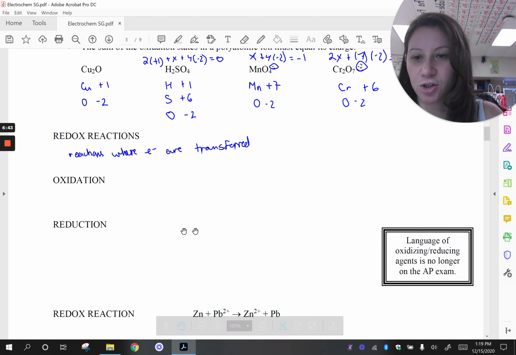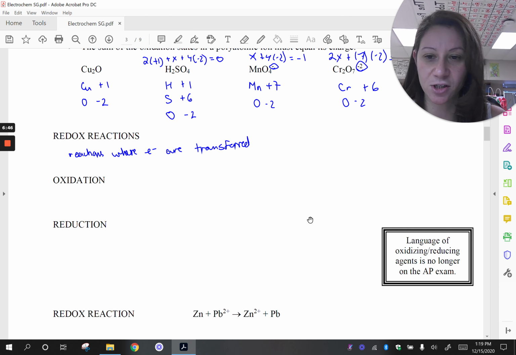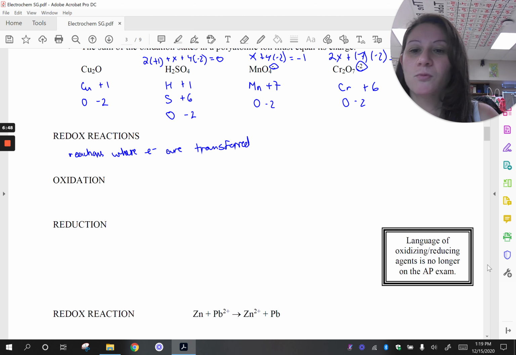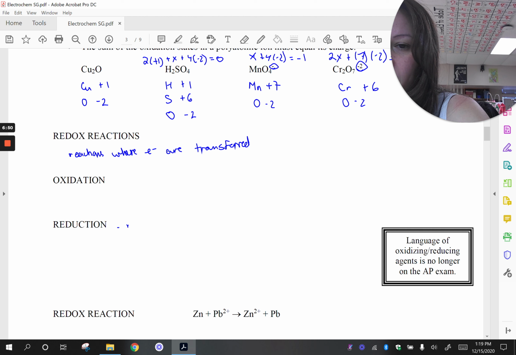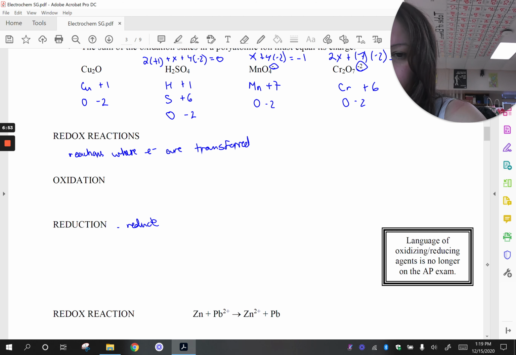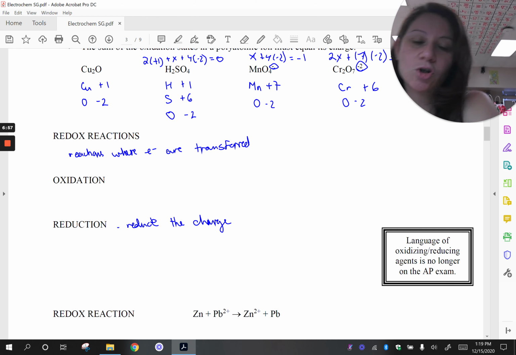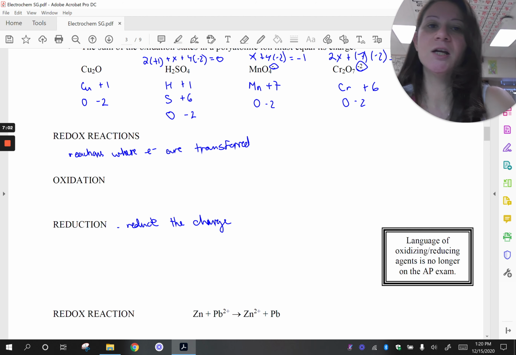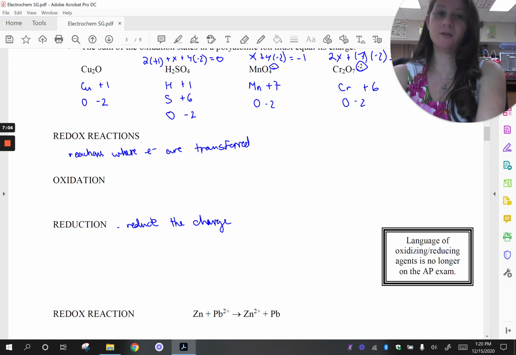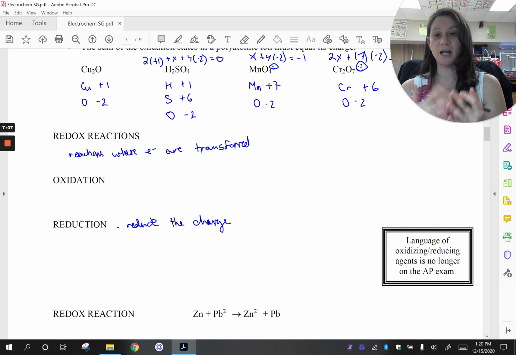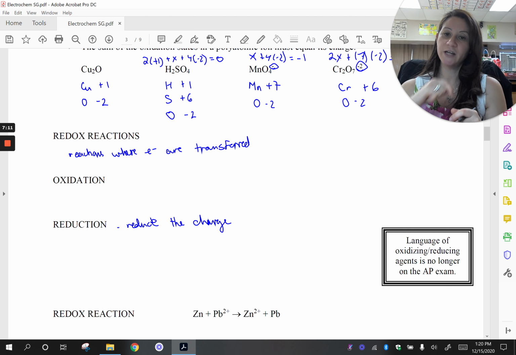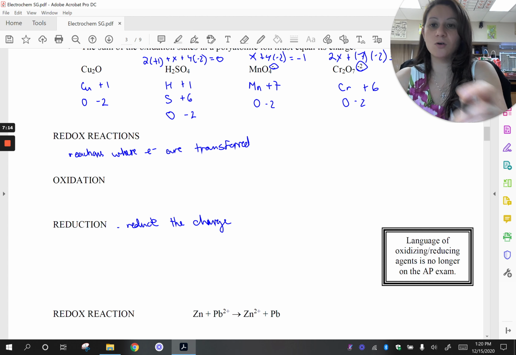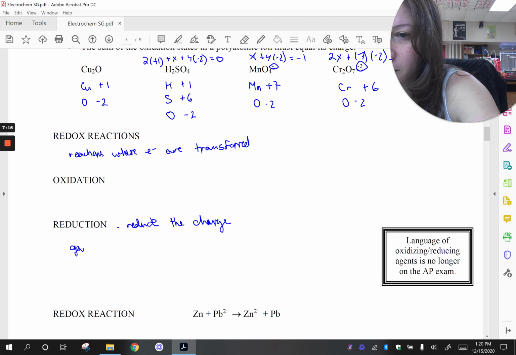Let's start with reduction because I think it makes more sense in terms of its name. Reduction means you reduce the charge or the oxidation state. So if your charge goes down, that means you've undergone reduction. And remember that the charges go up or down because of electrons. Electrons are negatively charged. So in order for the charge to go down, it must have gained electrons. So reduction means gain of electrons.